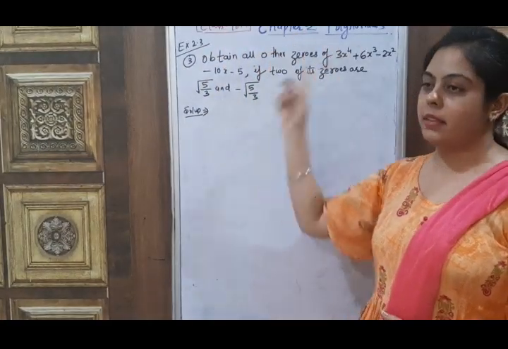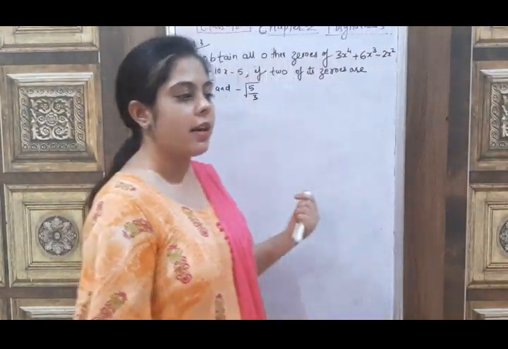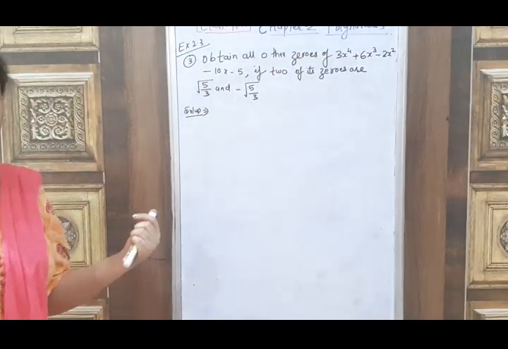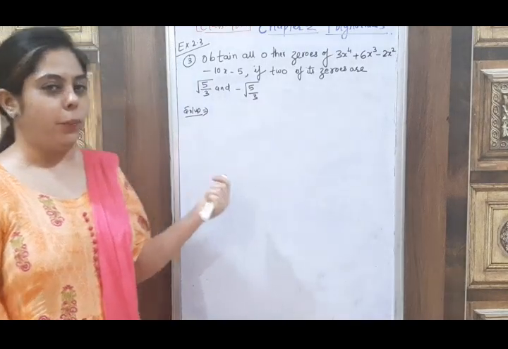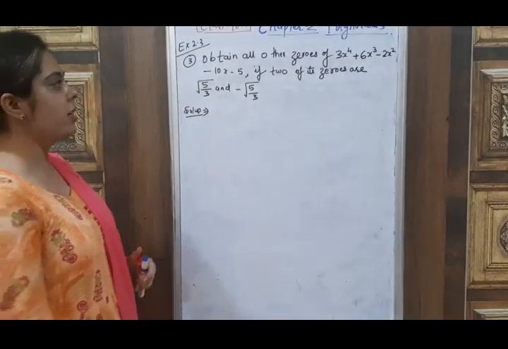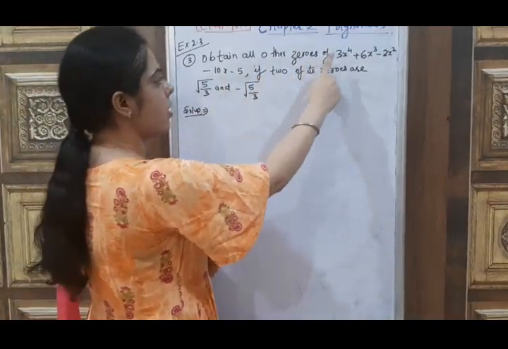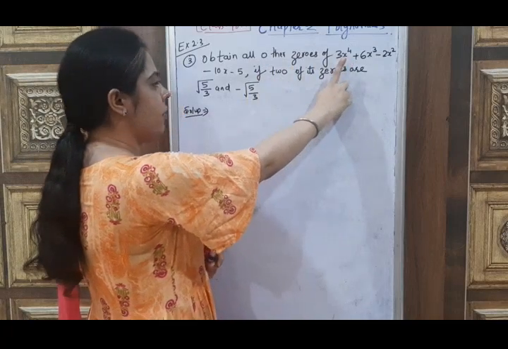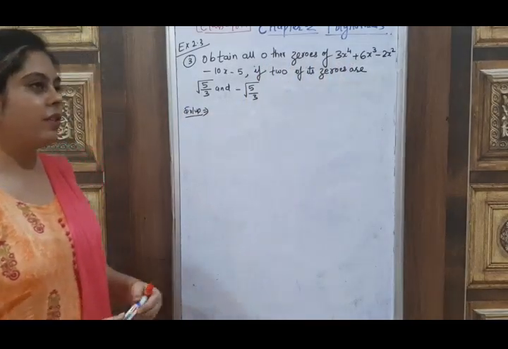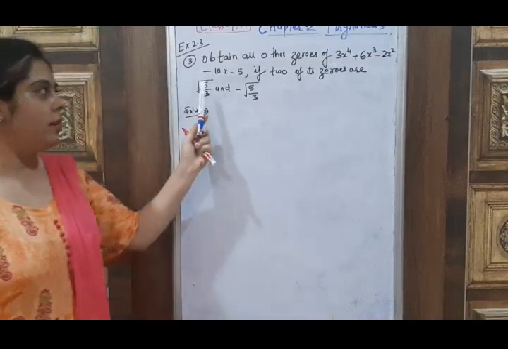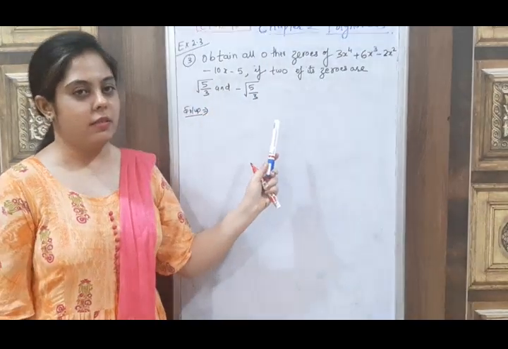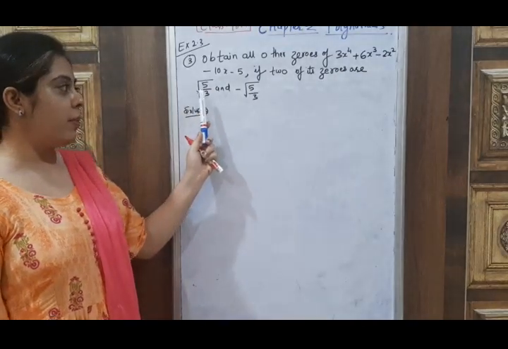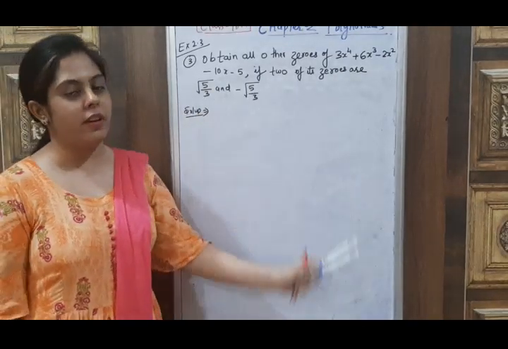Today I am going to teach exercise 2.3, second part of the same chapter, polynomials. So let's start with the third number question. Question first and question second I have explained in the first part video. So let's start. Here the question is: obtain all other zeros of the polynomial 3x^4 + 6x^3 - 2x^2 - 10x - 5 if two of the zeros are given. Here they are square root of 5 upon 3 and minus square root of 5 upon 3.